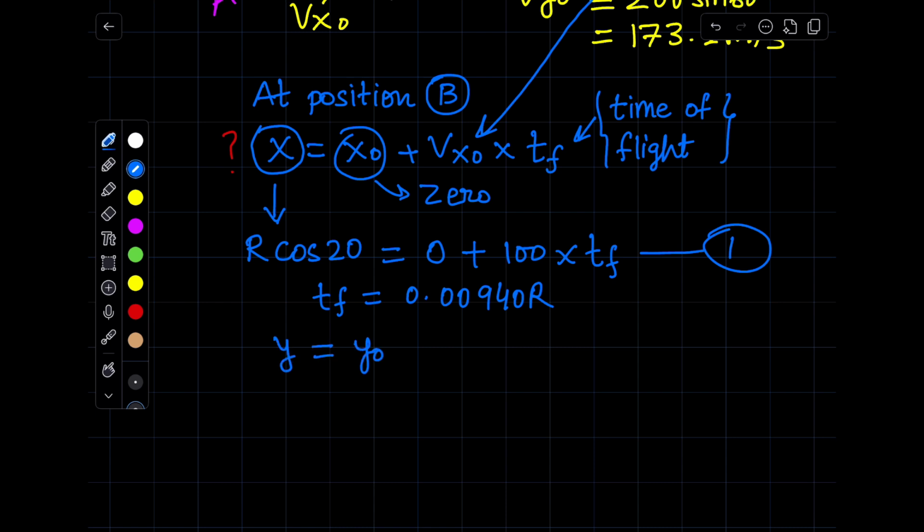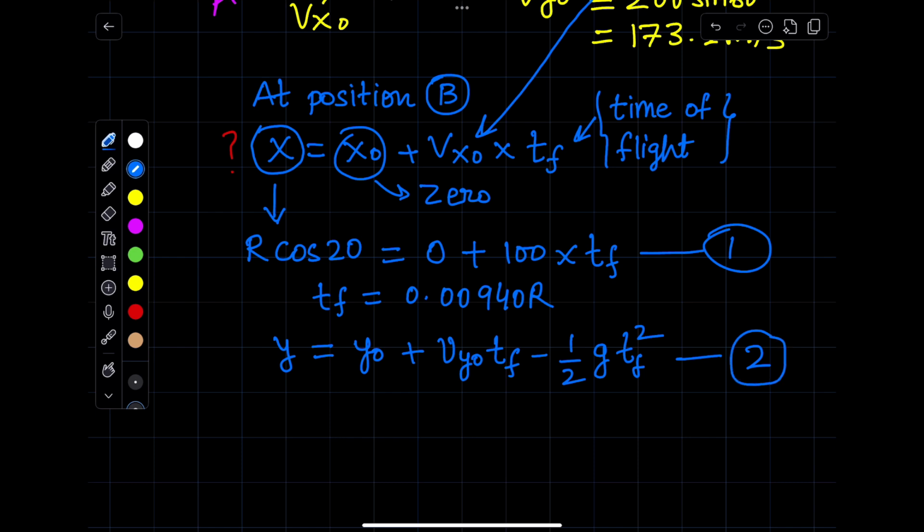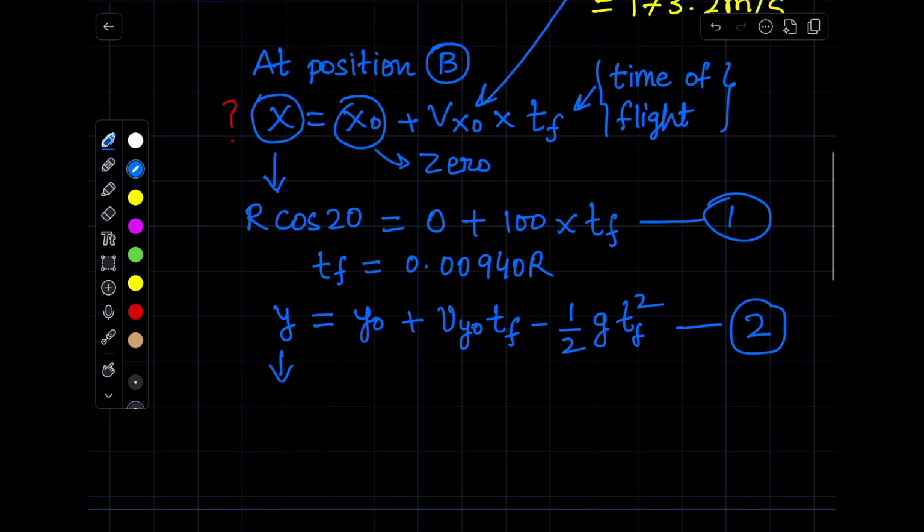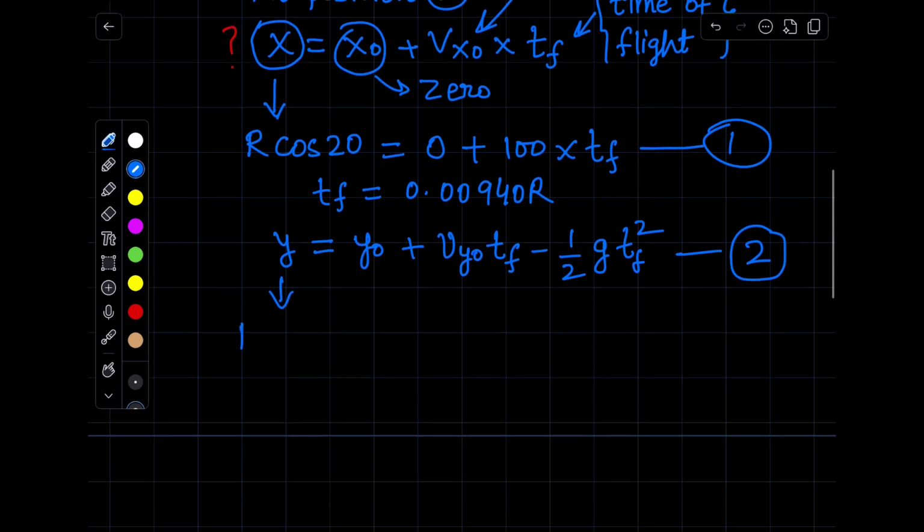Now we will calculate for the y direction. Y is equal to y naught plus vy naught multiplied by TF minus half gt square. This is our second and one of the important formula for the projectile motion. So what is y here? We have just calculated in the figure that y distance is R sine 20.